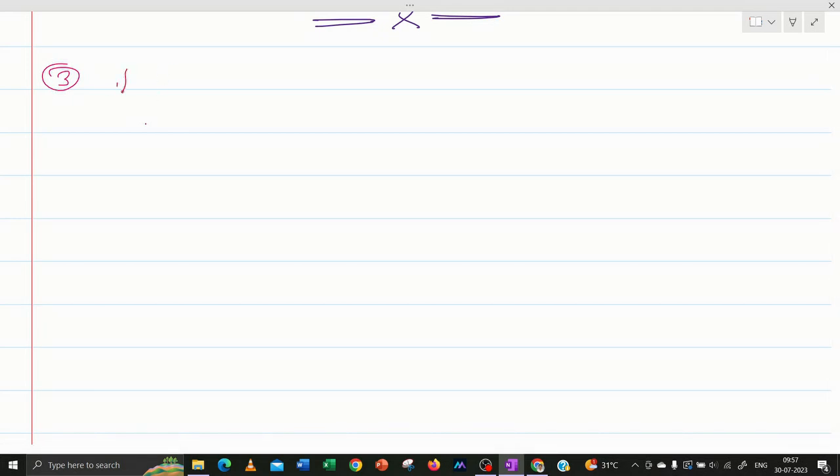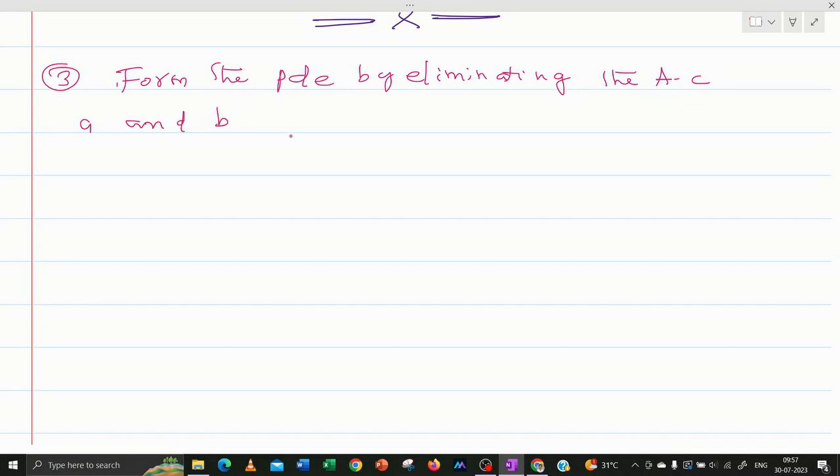Form the PDE by eliminating the arbitrary constants a and b from z equal to (x plus a) whole square plus (y minus b) whole square.